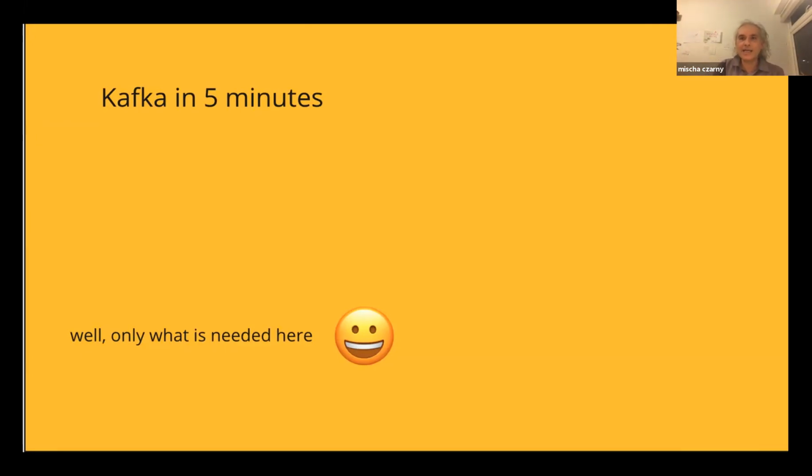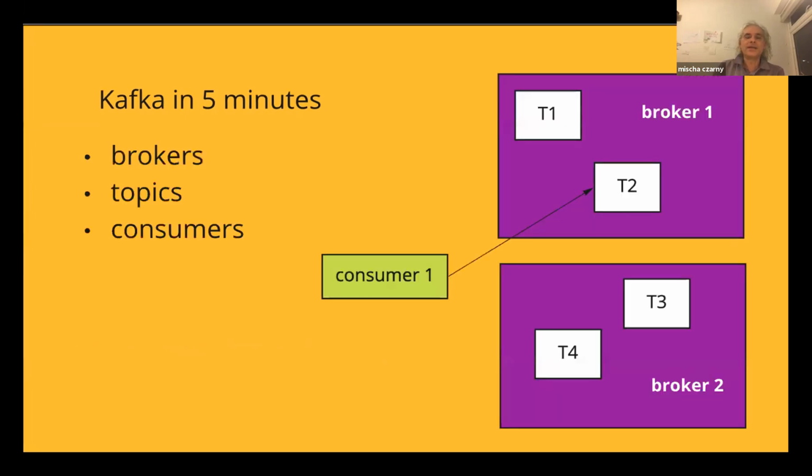So let us start with some basic terms. The most basic term is a broker. In the backend, a Kafka cluster just consists of a lot of brokers. They work with each other, they share the load. On these brokers, we have topics, and obviously we have some external processes who want to consume, read from a topic, and this is the consumer. It will get more complicated. This is just the start.